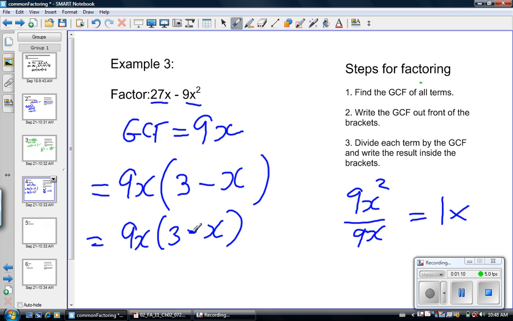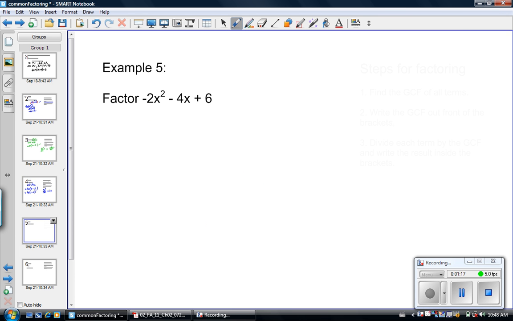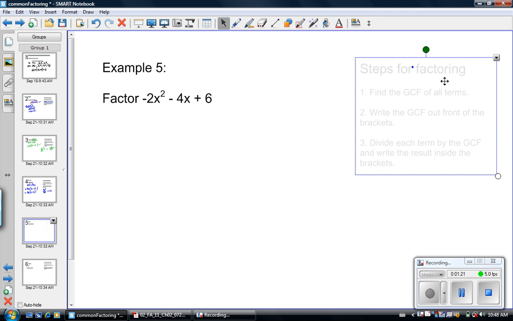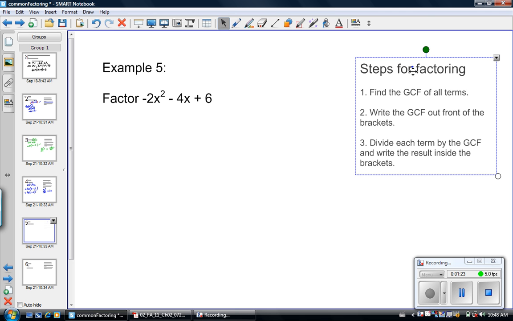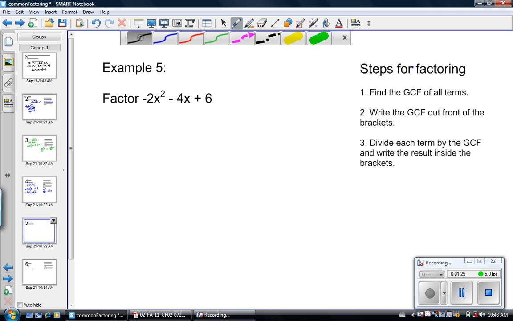Okay, so that was example 3. Remember, every question we're going to do these same 3 steps. So let's look at example 5. Now, we have a difference in example 5. We're still going to do the same 3 steps, but we now have 3 terms: 1, 2, and 3. The terms are minus 2x squared, minus 4x, and positive 6. So the same first step is going to apply: find the greatest common factor of all the terms.